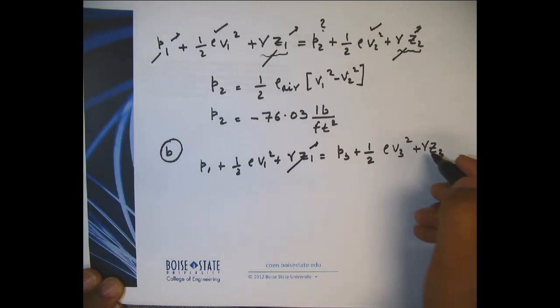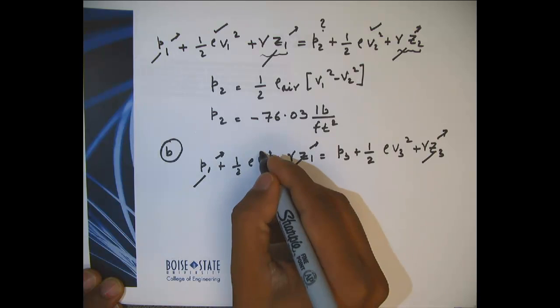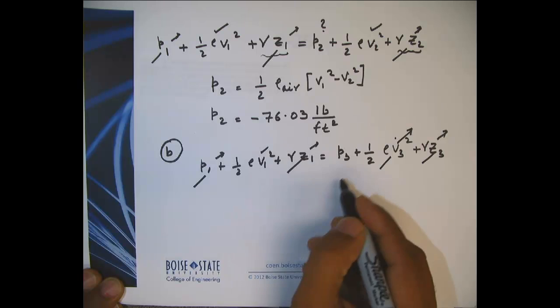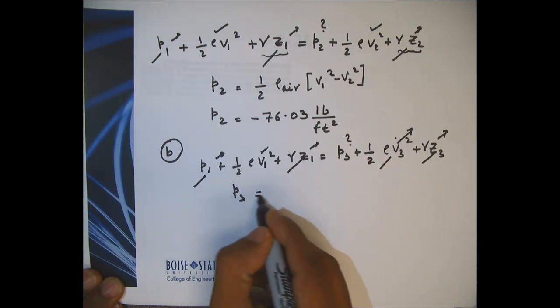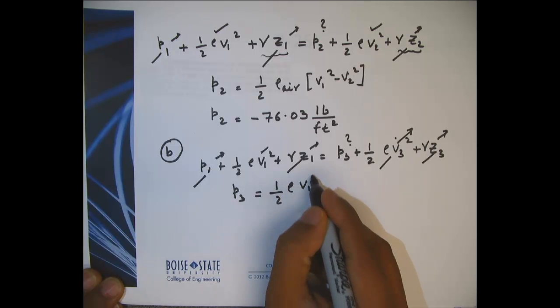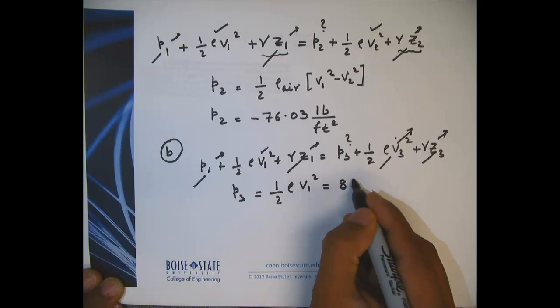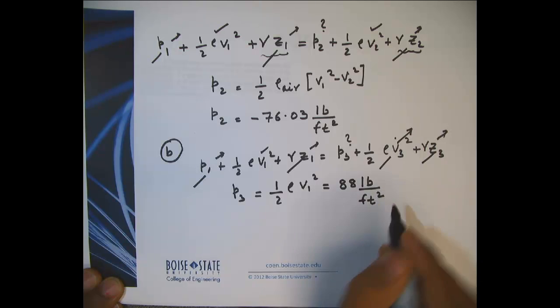Again, the difference between these will be 0. We know that P1 is 0. We already know V1. We know that V3 is 0 since it's a stagnation point. So we can find P3. P3 gauge will be nothing but half rho of air V1 square. And if you punch in the numbers in the calculator, you should get 88 pounds per square foot.